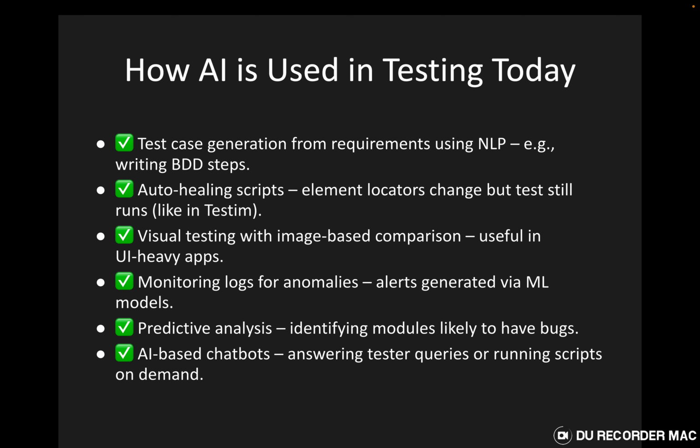Next one is monitoring and anomalies. This is where AI works. So what is monitoring here? You run test cases, say 100 test cases, and after that it gives a result: 10 failed, 80 passed, 5 skipped.